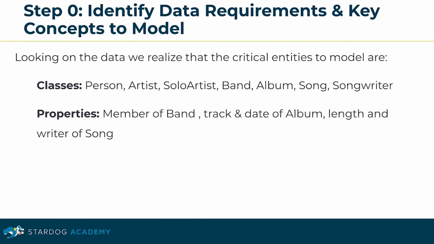Before starting the demo, let's do some preparation. So step 0, as we have already mentioned in the ontology development process, is to identify the data requirements and key concepts to model in your ontology model. Now, looking at the music data example, we realize that the critical entities to model there are classes such as person, artist, solo artist, band, album, song, and songwriter. And then there are property relationships such as member of band, track and date of album, length and writer of song.